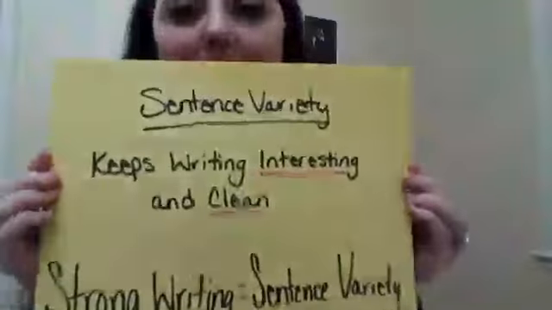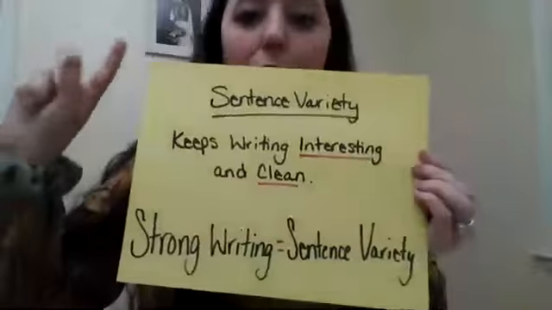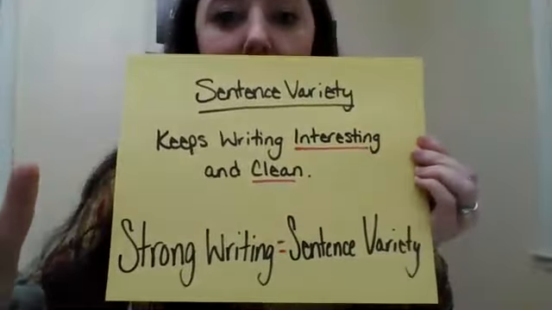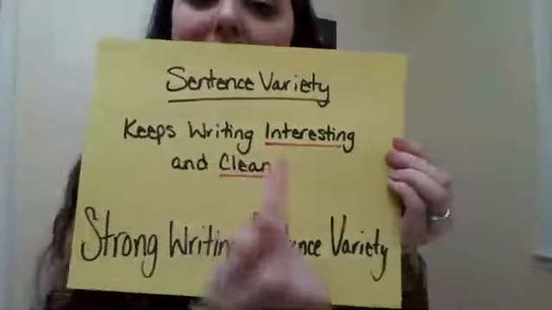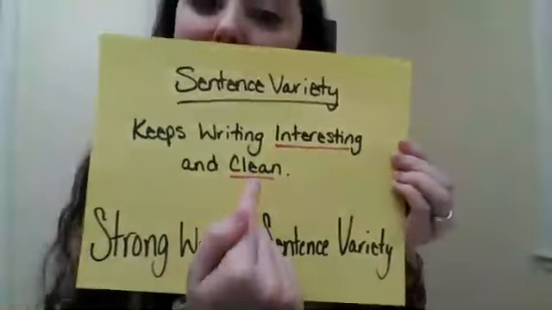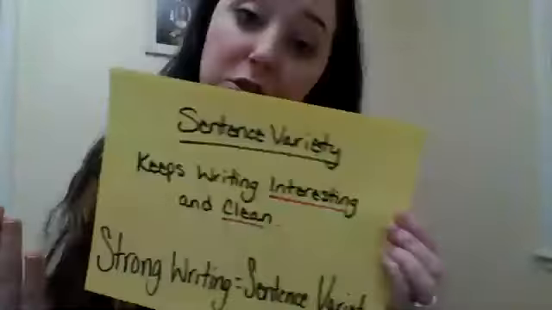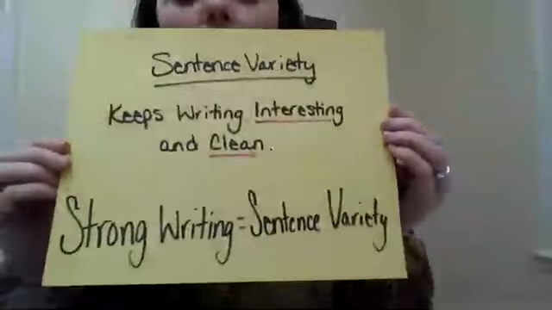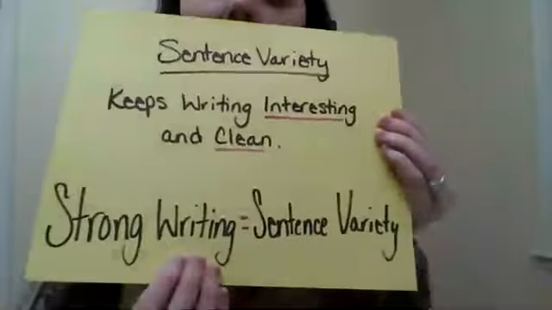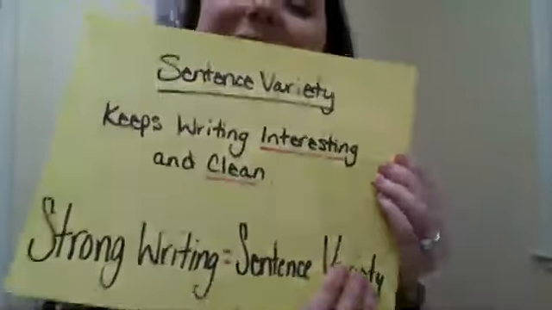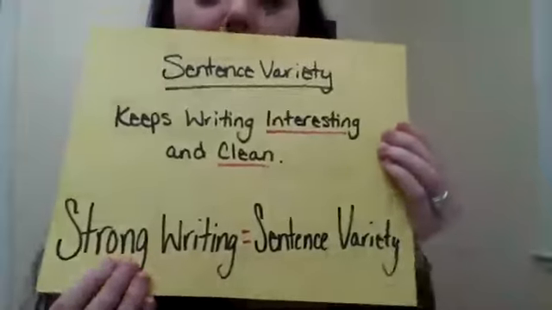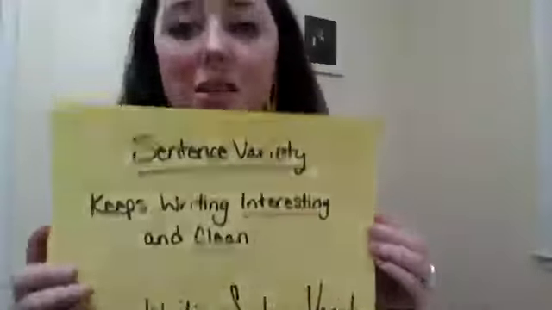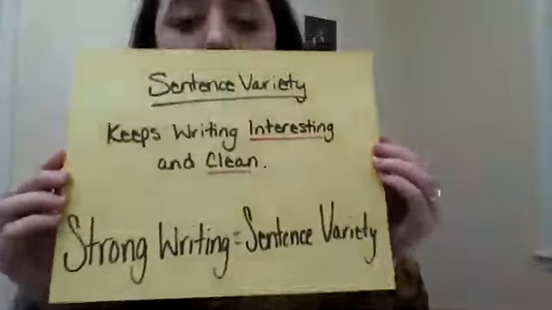So, sentence variety is key. When you use simple, compound, and complex sentences in your writing, it keeps your writing interesting and clear. And clean. It also makes it clear. So sentence variety makes strong writing. I'm going to say that again. Sentence variety makes strong writing, okay? They exist together, okay? Use sentence variety, because if you don't use sentence variety, you may end up with something like this.